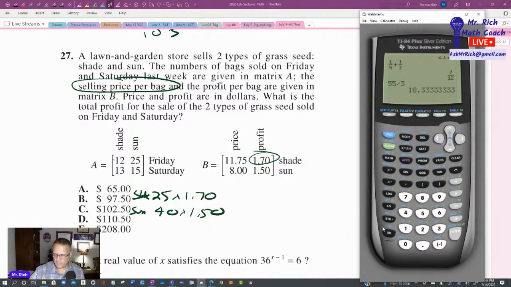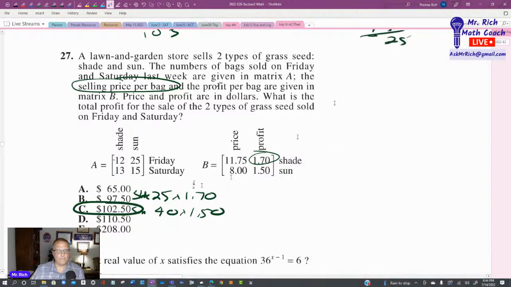So I'm going to take 25 times 1.7. I'm going to add 40 times 1.5. And I got 102.50. I'm very confident in that. I'm going to pick it and move on.